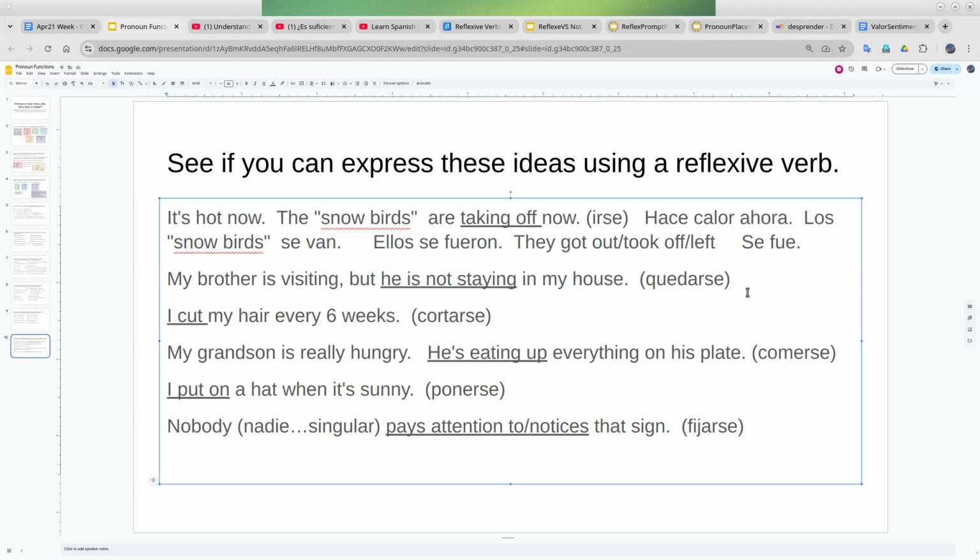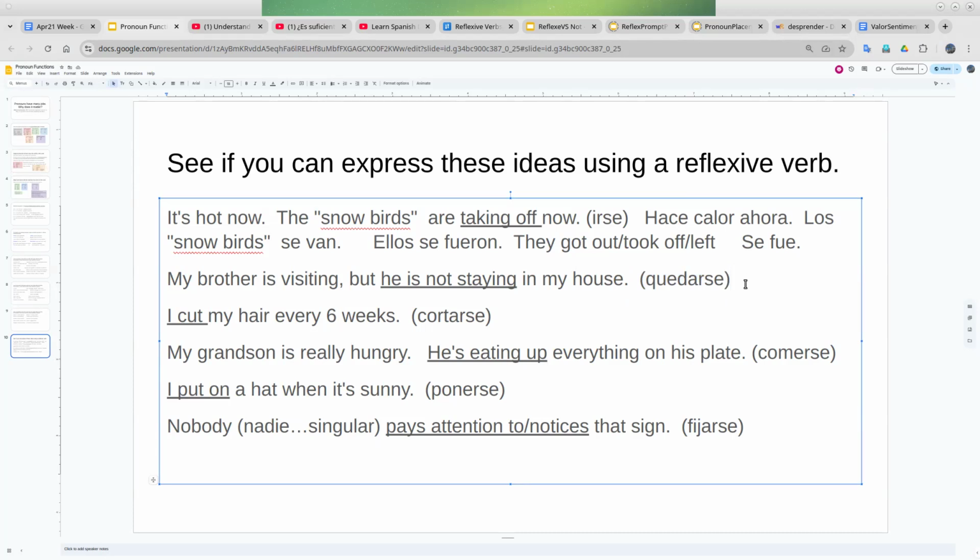Okay, so my brother is visiting, but he's not staying at my house. And we know that staying is going to be quedarse. And now here is one of those verbs where, does it make any sense to say he's staying to himself? No, that makes no sense in that traditional definition of reflexives, but that is a reflexive verb.